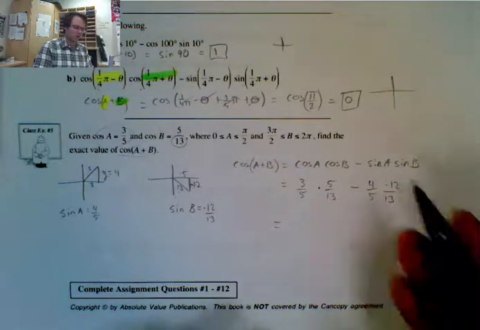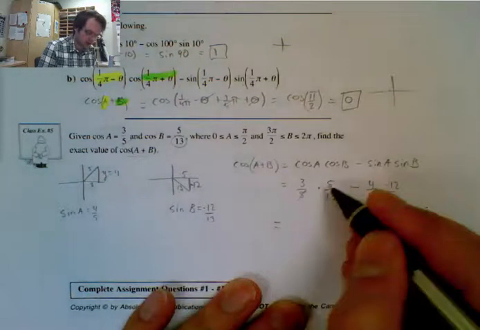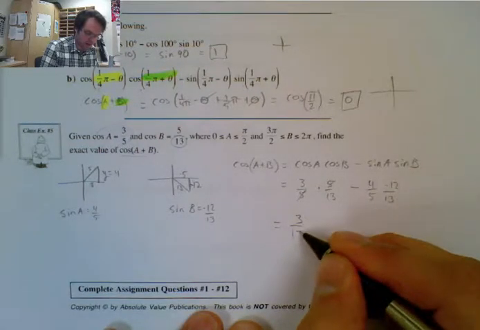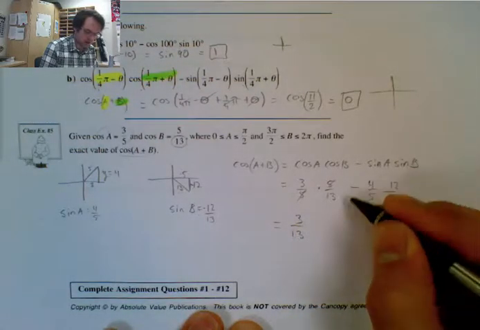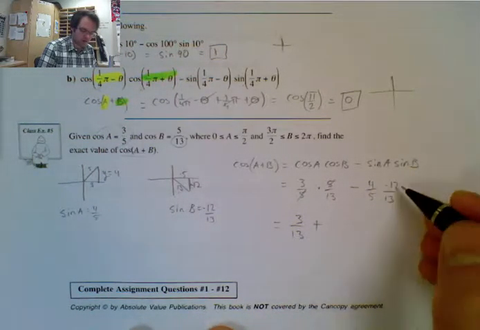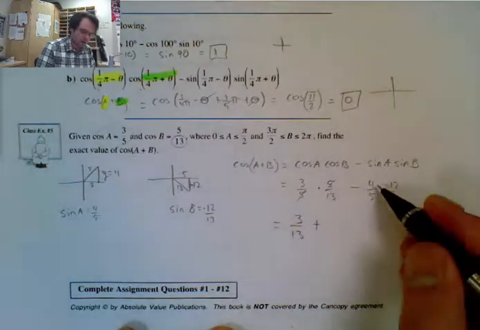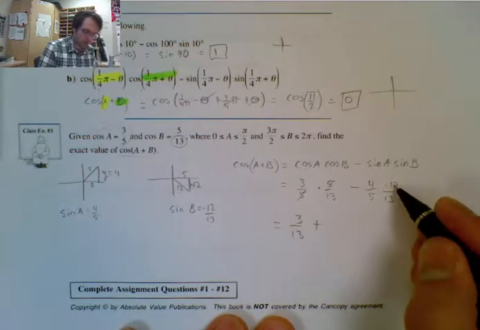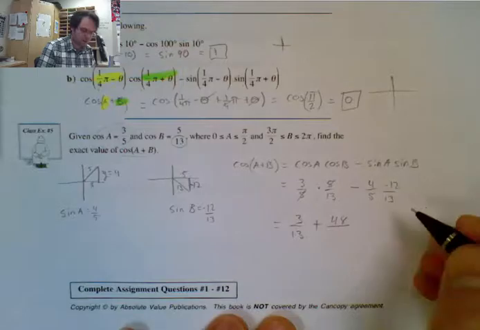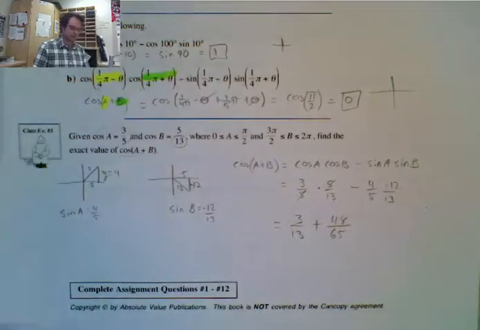So now I'm going to finish multiplying this out. These 5s cancel, so I'm going to be left with 3 over 13. And the negative sign is going to make this plus. Oh, nothing really simplifies there. So that's going to be the same as 4 times 12 is 48 over 5 times 13 is 65. Okay?